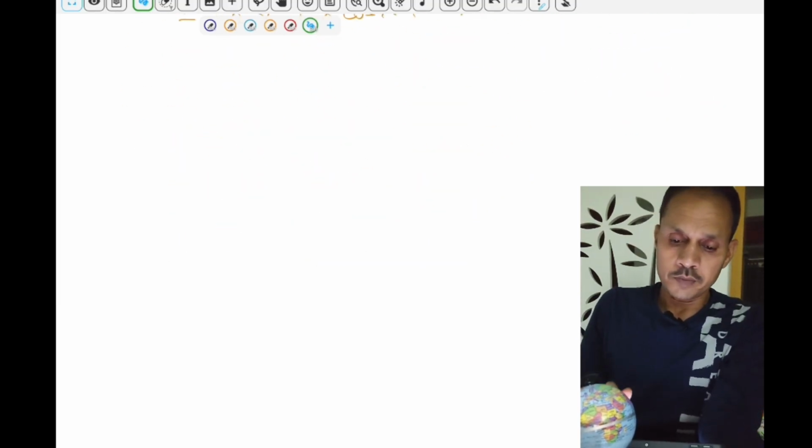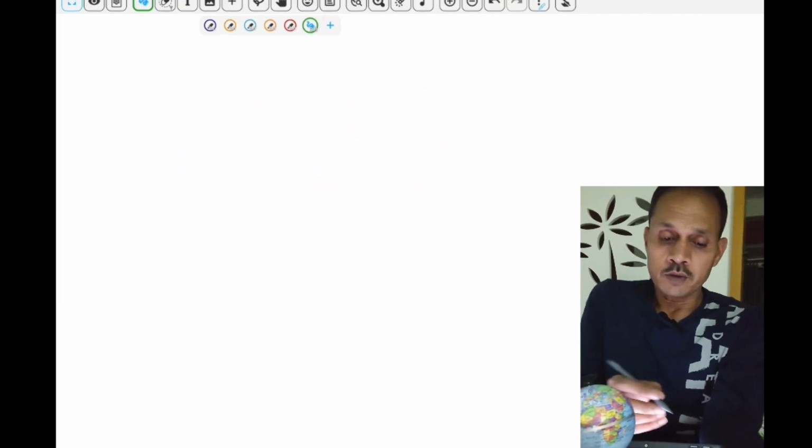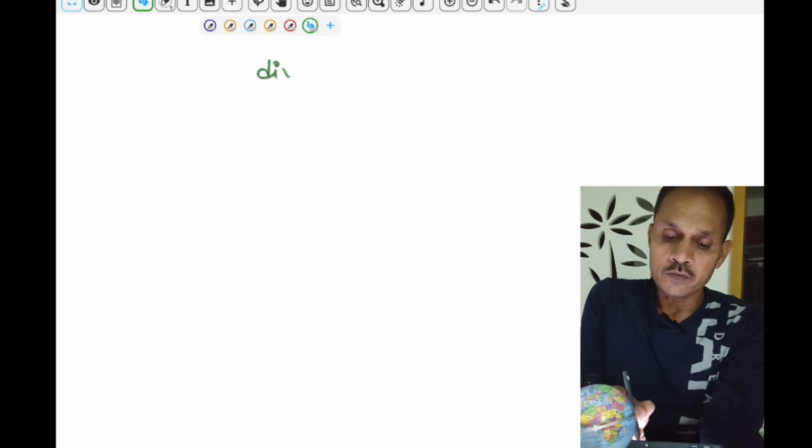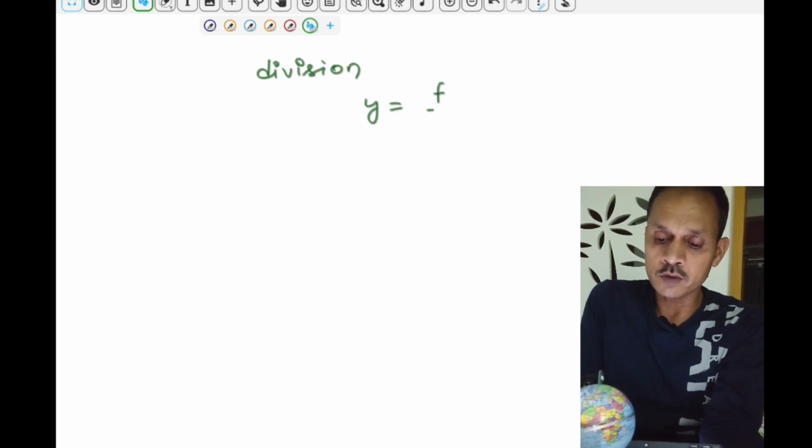So next, we still have the division method, which means two functions dividing where y is f of x by g of x, how to do it, and also some more applications we will learn in part 2. Okay, so revise this properly before going to part 2.